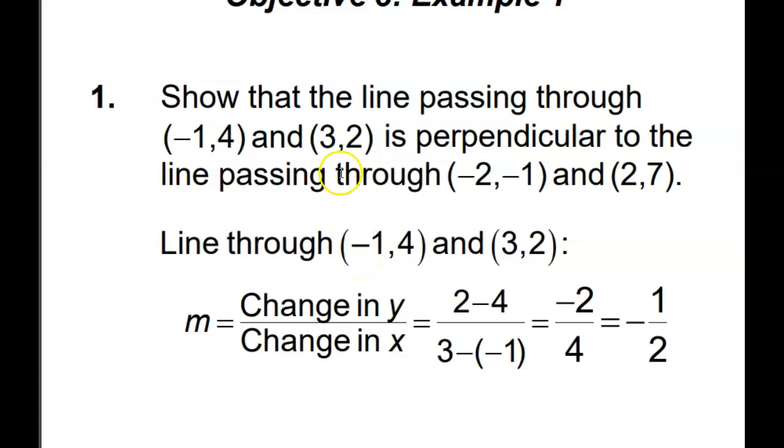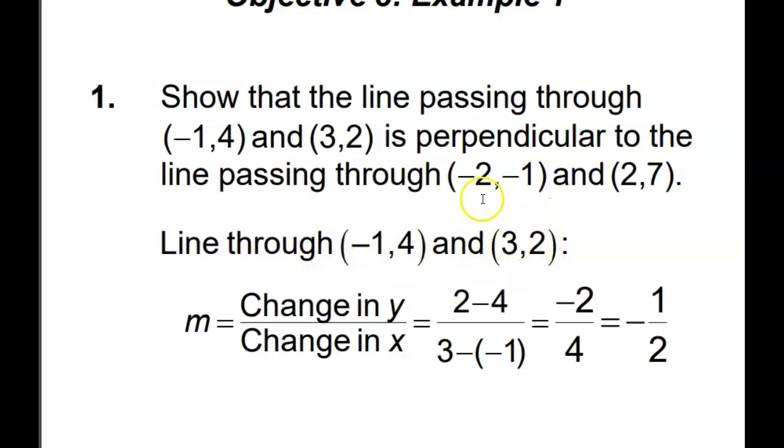So I want to show that the line passing through these two points, (-1, 4) and (3, 2), is perpendicular to the line passing through these two points, (-2, -1) and (2, 7). The line through (-1, 4) and (3, 2), I calculate the slope like this. It looks like I said this is x1, y1, x2, y2.